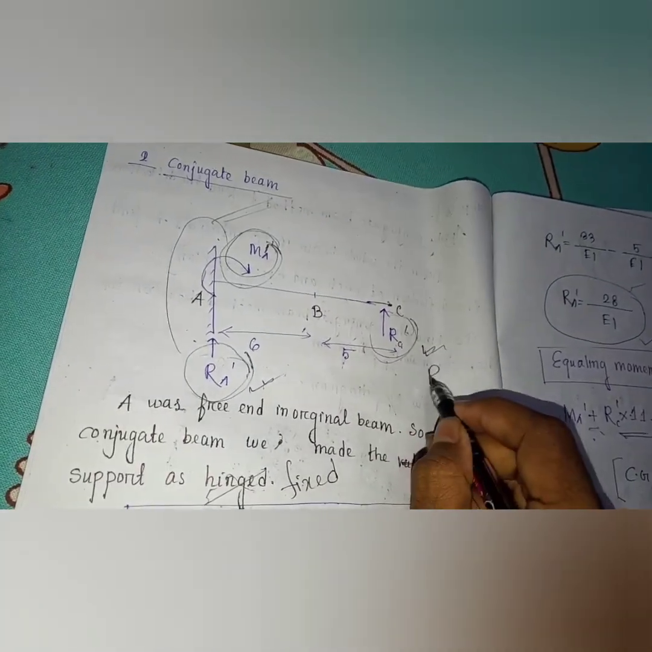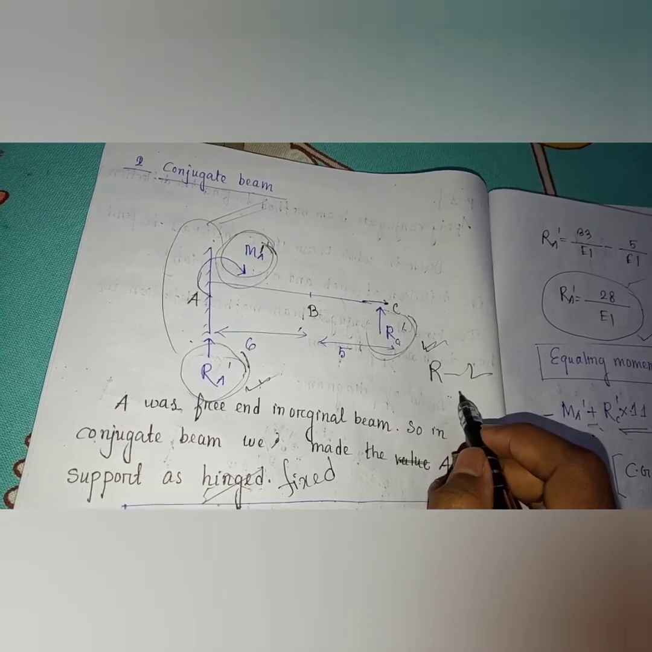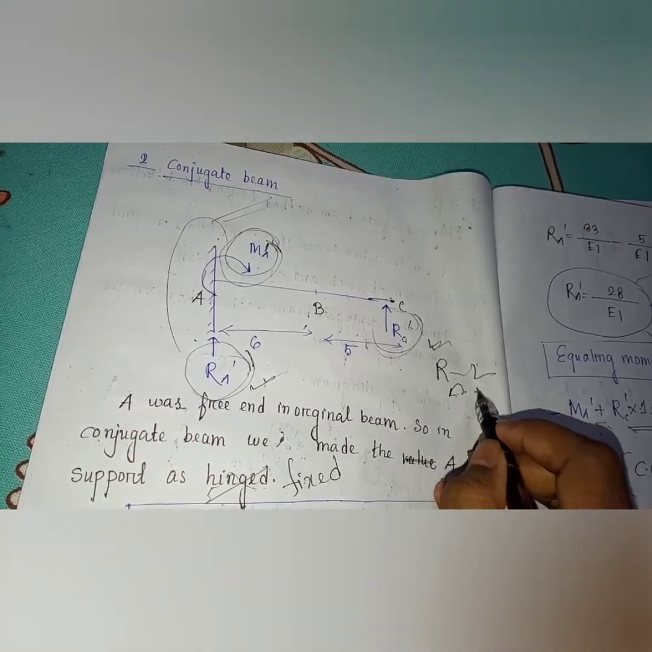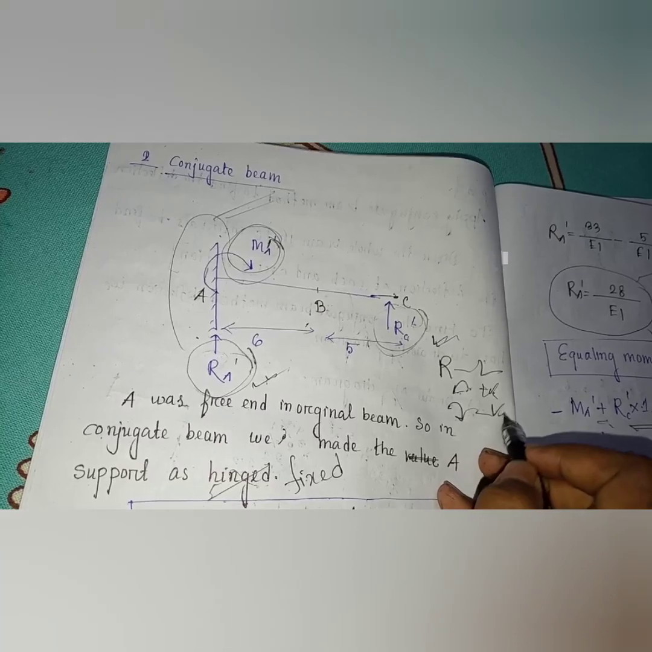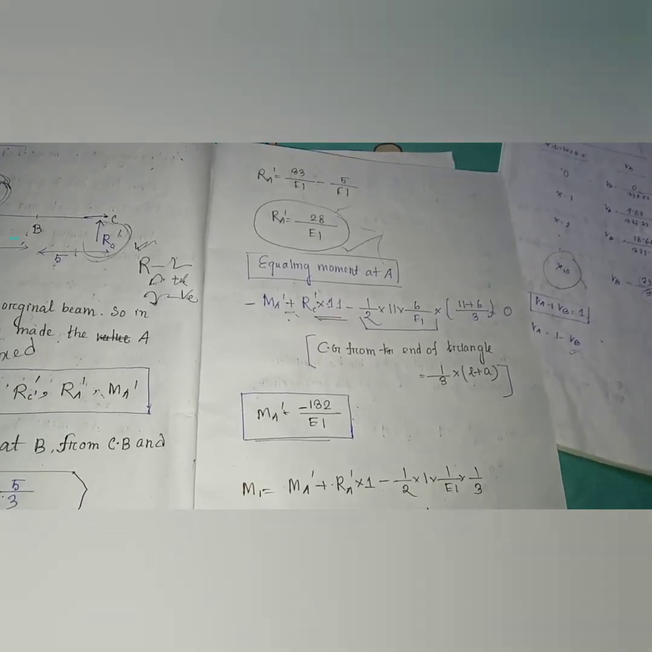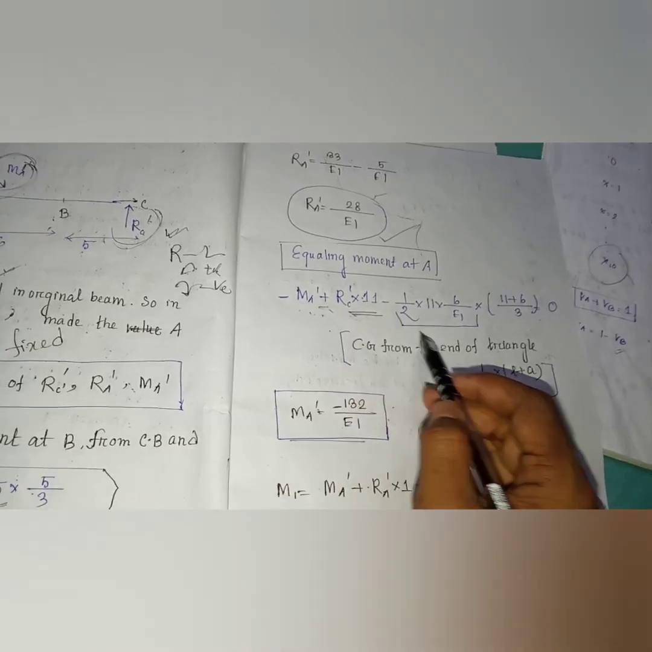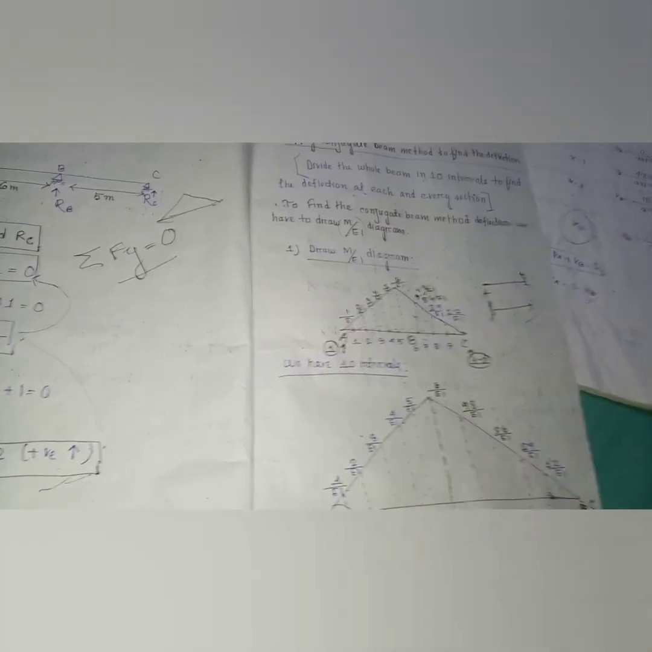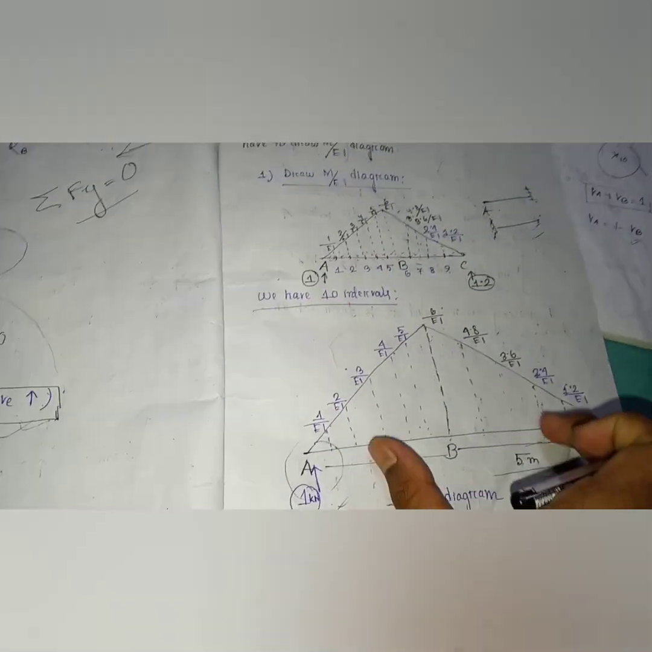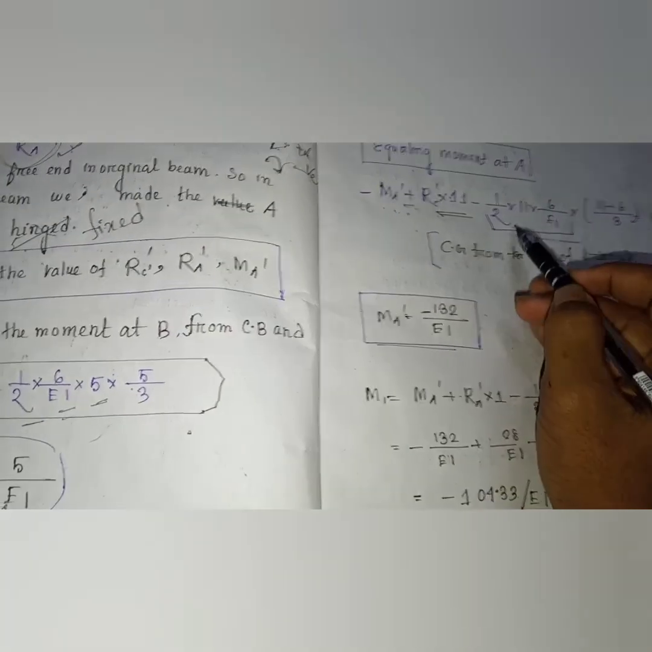If I go right to left, then upward is positive, that means anticlockwise is positive and clockwise is negative, right? So it is clockwise, it is negative. In my sign convention you can change it also, but the value should be the same. So minus MA dash plus RC into 11, and what is this value? This value came from the real beam, because whatever we are considering we have to combine it, right? So from the real beam, the value came: the total load, half into 11 into 6 by EI. This will be minus because this is acting downward, right?